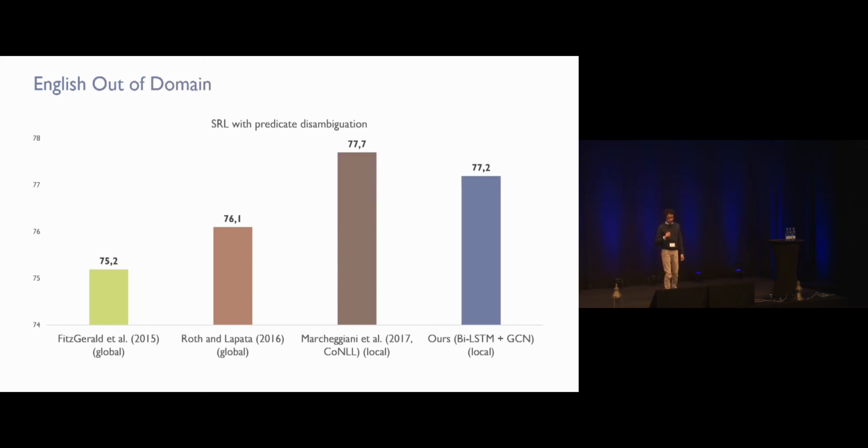We also tested on the out-of-domain set, and there we weren't able to outperform the state-of-the-art. The reason for this is that Marcheggiani et al., the third column, the state-of-the-art, is syntax agnostic. It doesn't use any kind of explicit syntax. And in out-of-domain, this is better, because basically they don't suffer from any kind of downstream cascading errors from the syntactic parts. But nonetheless, we got better than the previous state-of-the-art.